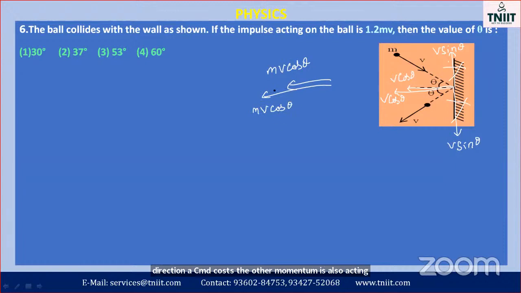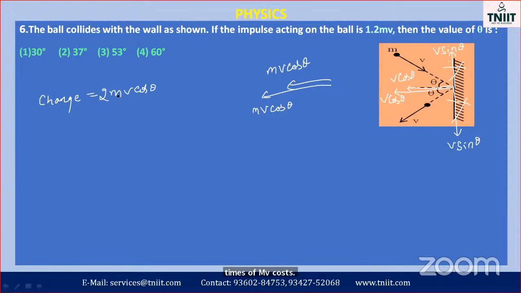How are these two, mv cos theta and mv cos theta, acting? They are acting in the same direction. So what is the change in momentum? Two momentums, mv cos theta and mv cos theta. So the change in momentum will be mv cos theta plus mv cos theta. So you are going to get 2 times mv cos theta.